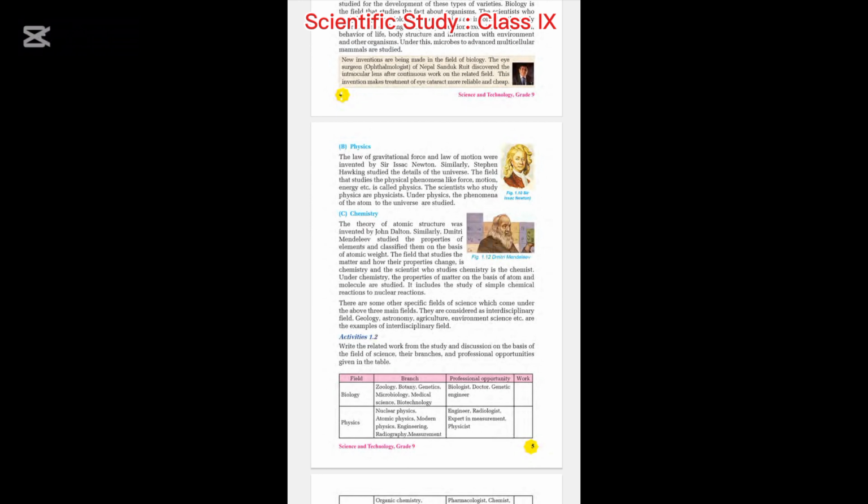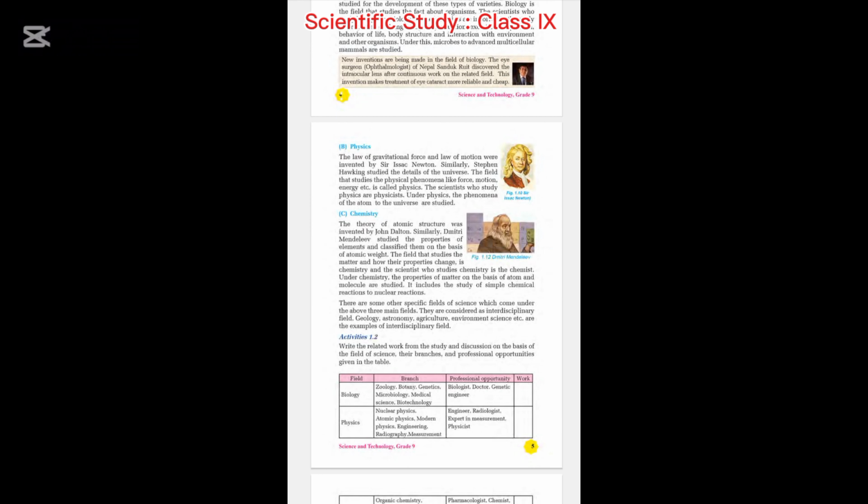Chemistry. The theory of atomic structure was invented by John Dalton. Similarly, Dmitri Mendeleev studied the properties of elements and classified them on the basis of atomic weight. The field that studies matter and how its properties change is chemistry, and the scientist who studies chemistry is called a chemist. Under chemistry, the properties of matter on the basis of atoms and molecules are studied. It includes the study of simple chemical reactions to nuclear reactions.